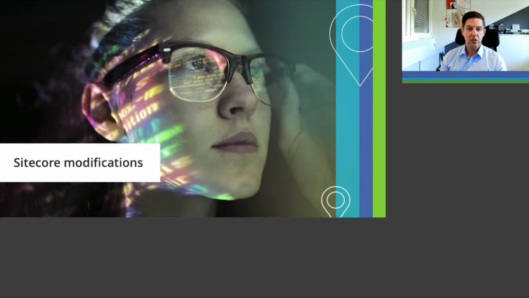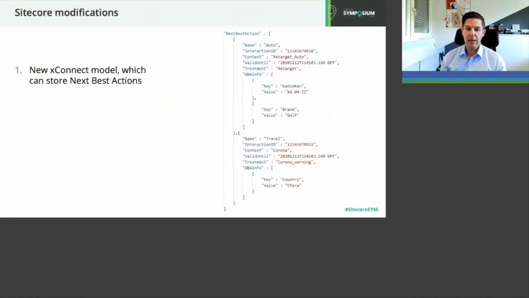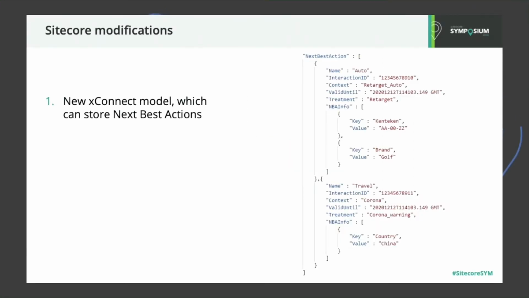The first step is to be able to store one or more NBAs into the XDB. We created a custom xConnect facet to store all the NBAs. The most important parts are the name, context, and treatment. These will be used in custom conditions.